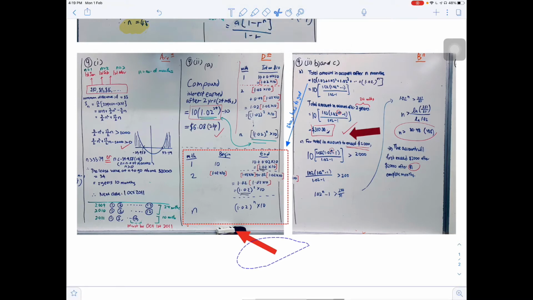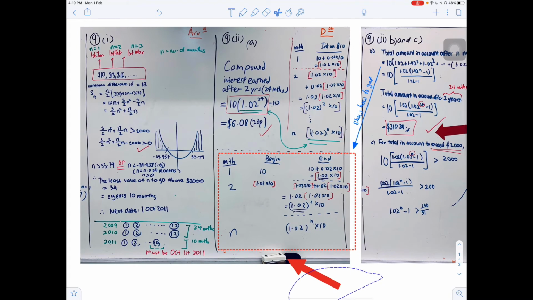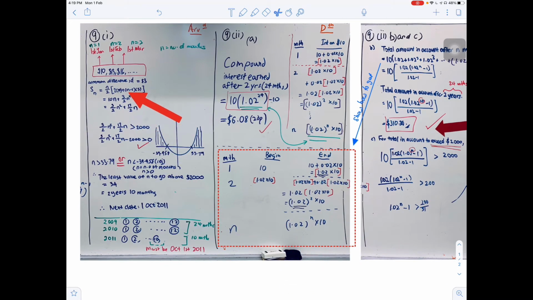Okay, let's look at question 9, part 1. All right. Now, question 9, part 1 is quite straightforward. So, 1st January, $10 was saved, right? Consequently, $3 is added to it. So 1st January $10, that means 1st February will be $13, and then 1st March will be $16.